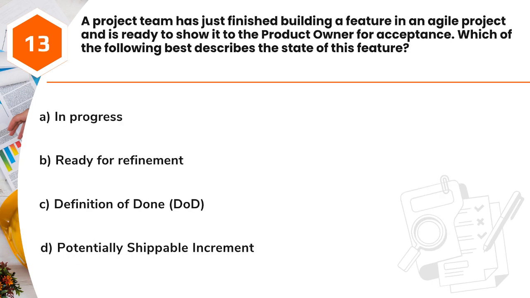Question 13. A project team has just finished building a feature in an Agile project and is ready to show it to the product owner for acceptance. Which of the following best describes the state of this feature? A. In progress. B. Ready for refinement. C. Definition of done, DOD. D. Potentially shippable increment.